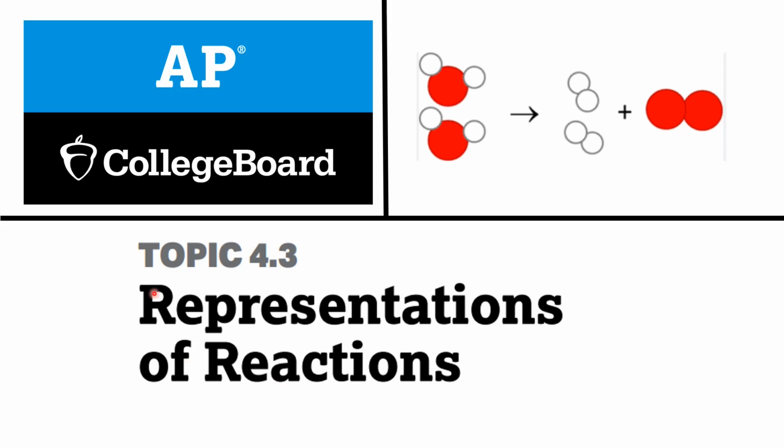Hi everyone, this is topic 4.3, representation of reactions, and this is taken from AP Chemistry College Board. Now till now we have seen that there are different types of reactions, what is the meaning of coefficients, and what are the meaning of reactants and products. Now let's see how we can actually represent those reactions in the form of particles. Now let's get started.